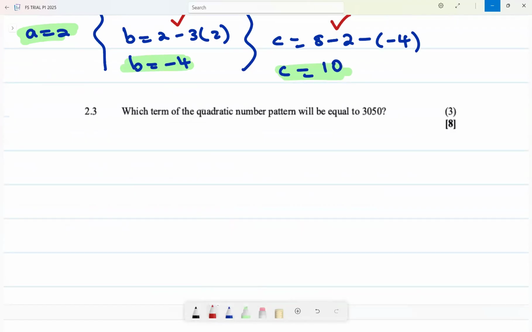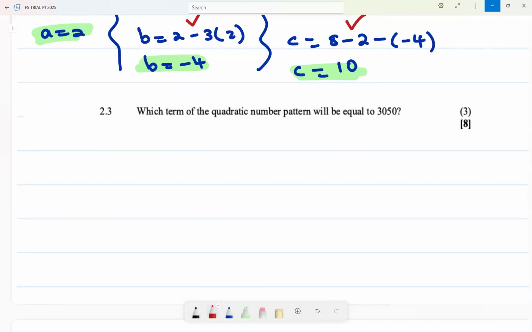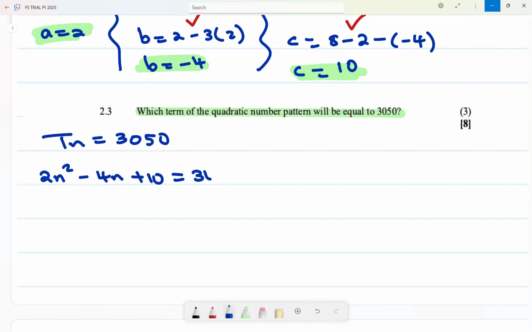It says 2.3, which term of the quadratic number pattern will be equal to 3050? So they want to know n. Remember, Tn is 2n squared minus 4n plus 10. It is equal to what? 3050. And then let's do our mathematics thereof.